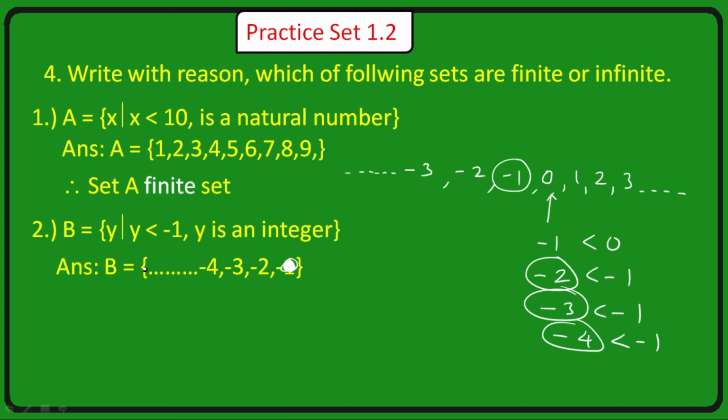In the set B there are infinite numbers of elements, hence B is an infinite set. B is an example of an infinite set. Note this: it is called an infinite set.